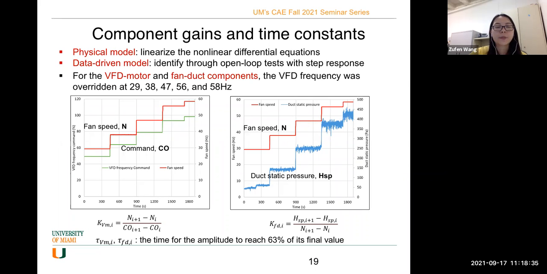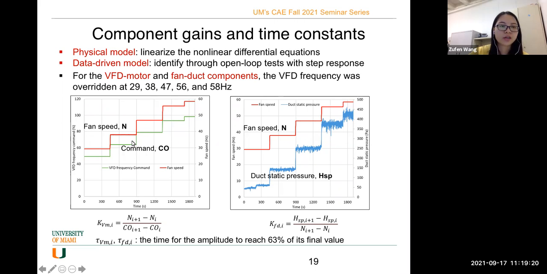The first step to sketch the root distribution is to determine the component gains and time constants. Generally, there are two methods. One is using the physical model by linearizing the nonlinear differential equations. Another one is a data-driven model by identifying through open-loop tests with step response. In my study, we use the data-driven model. To identify the VFD motor and fan duct components, we conducted the open-loop test by overriding the VFD frequency at different values.